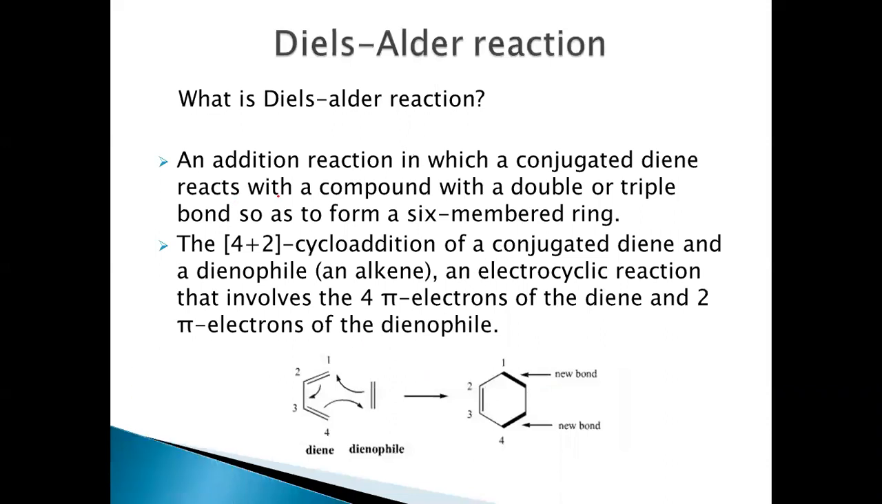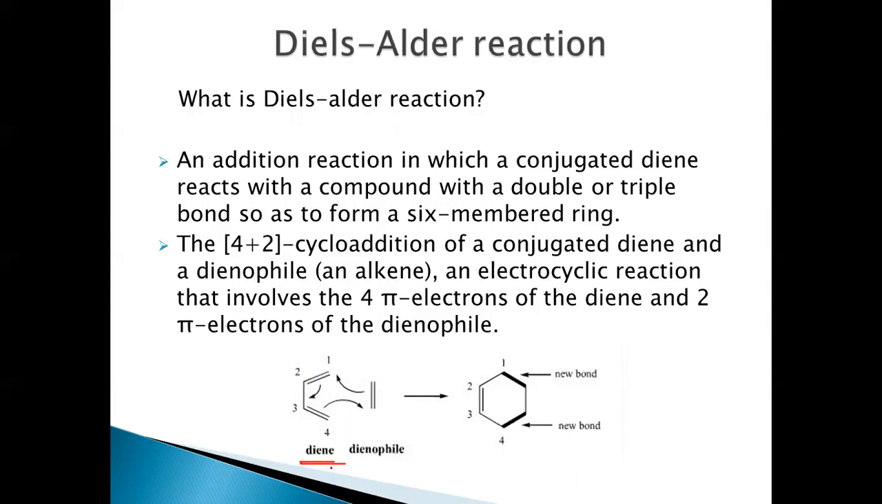So this is an addition reaction of the conjugated dienes, where this is a conjugated diene, right? What's a conjugated diene? A diene in which the double bonds are present in conjugation with each other, or the double bonds which are separated by one single bond are called conjugated dienes.